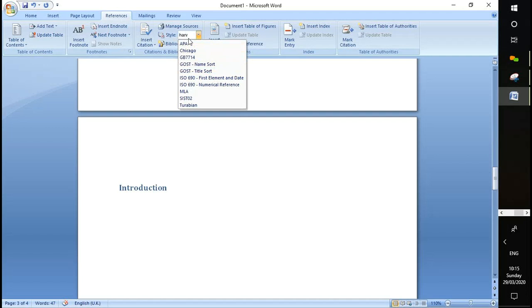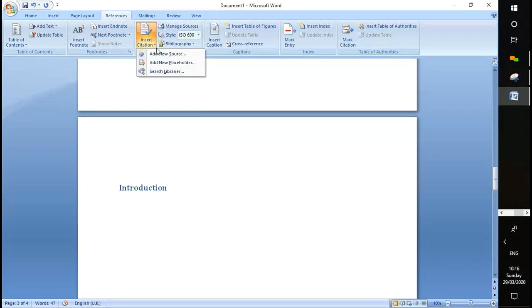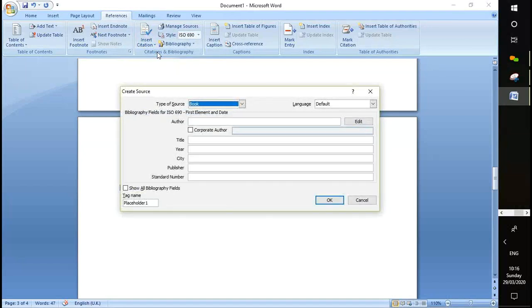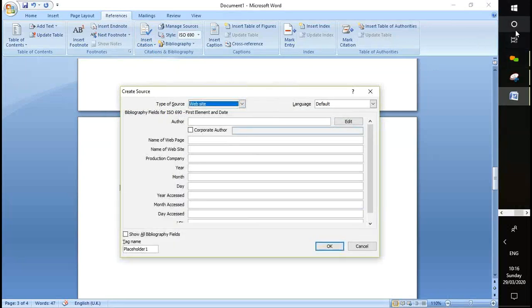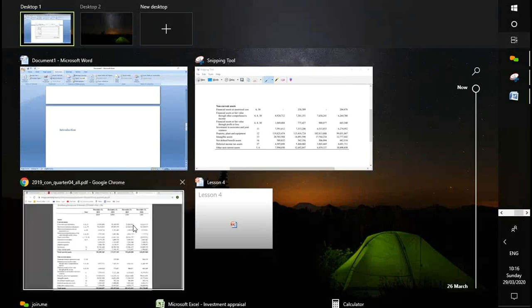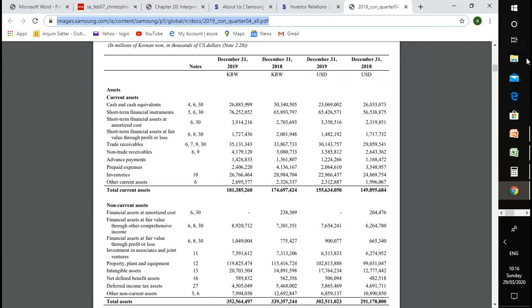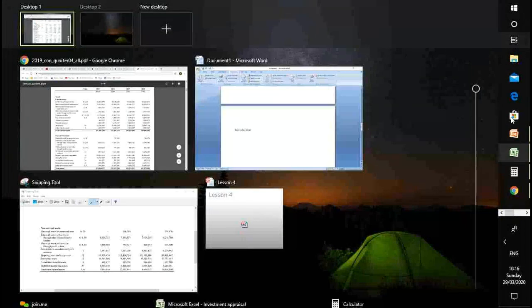Suppose I'm using the Harvard reference style. If you click here, add source. If you're using a book, or, as with most of us, websites, I'm using this website where I found the information.